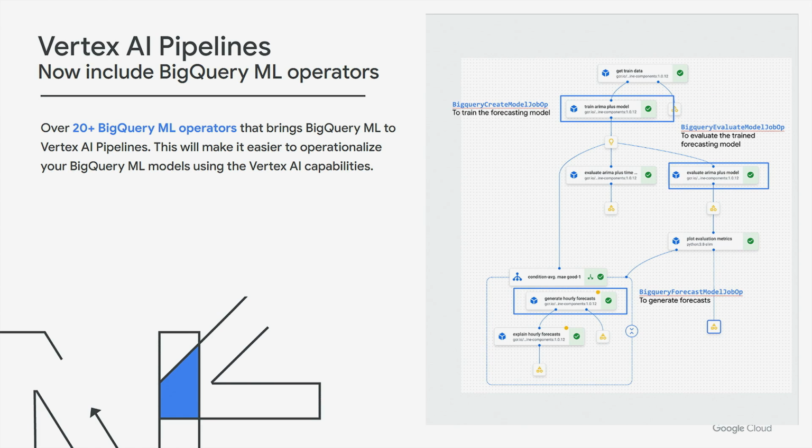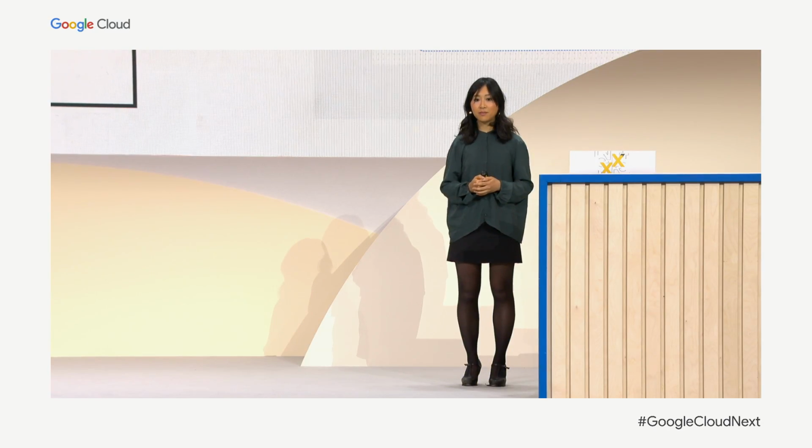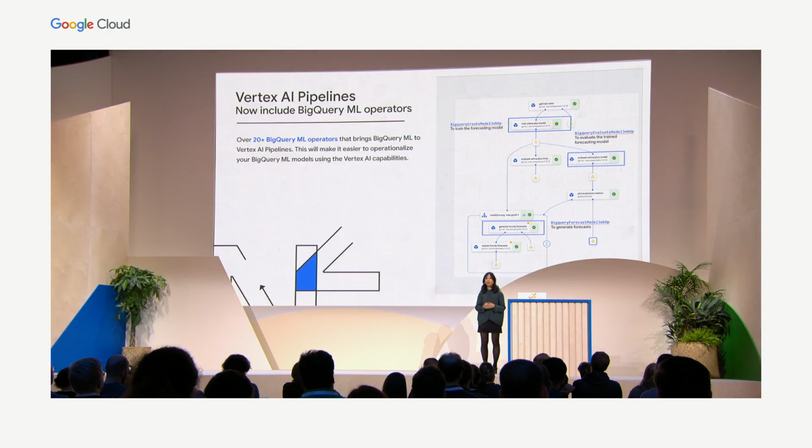We're also very happy to announce that now we have 20+ pre-built BigQuery ML operators available for you. What this means is that previously you would have to create your own custom component if you were to use BigQuery ML in the Vertex pipelines. But now we have 20+ pre-built components which are maintained and supported by Google engineers. So this enables you to deploy your BigQuery ML pipelines inside production in Vertex AI much faster.